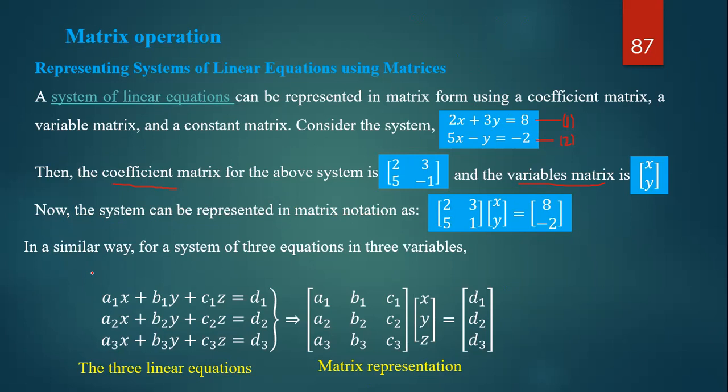In a similar way, we can represent 3 equations. Equation number 1, equation number 2, equation number 3. These are 3 linear equations: a1x plus b1y plus c1z equals d1, that is one equation, and so on for the second and third. So the 3 linear equations are represented in matrix form as this.